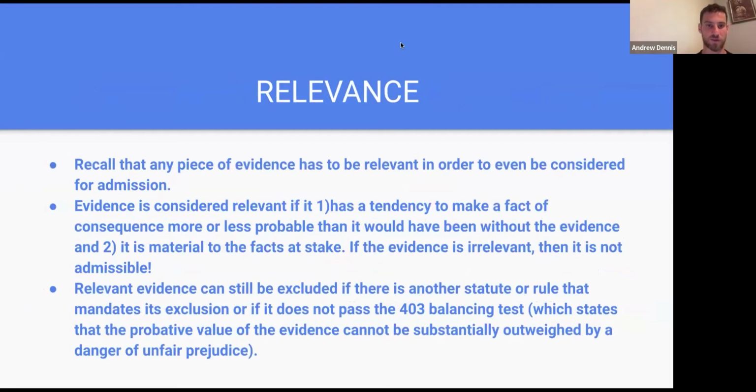Okay, let's talk about relevance. Any piece of evidence has to be relevant in order for it to be considered for admission. So we're going to look at the 403 balancing test. Evidence is considered relevant if it has a tendency to make a fact of consequence more or less probable than it would have been without the evidence, and it's material to the facts at stake. If the evidence is irrelevant, then it's not admissible.